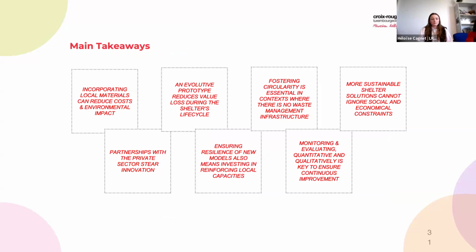Partnerships with the private sector can steer innovation, especially in the phase that the humanitarian sector is crossing now. It's important to have an outlook on the whole project lifecycle to improve the environmental impact of such models. Simultaneously, it's also very important to reinforce the local capacities and to ensure that later on the community will have the resources to upkeep and maintain the shelters that were implemented.